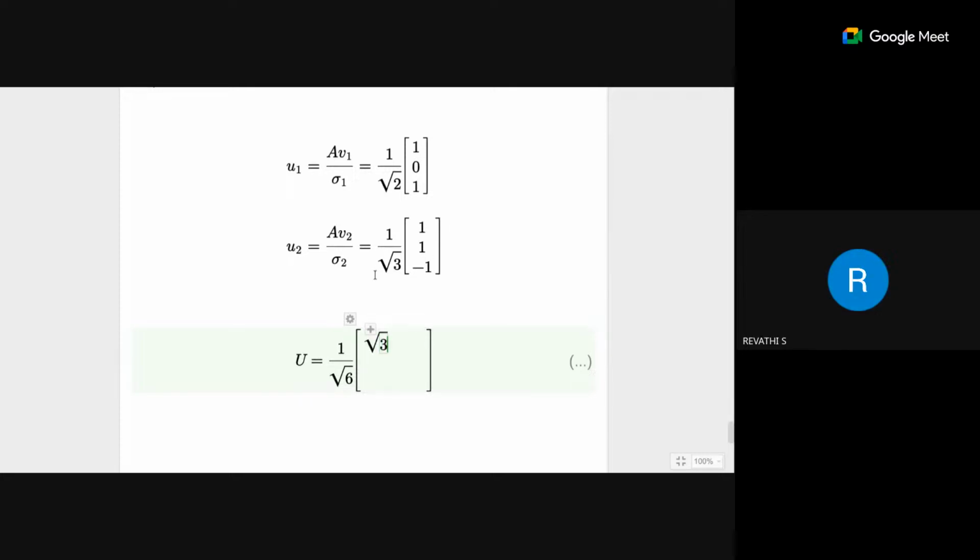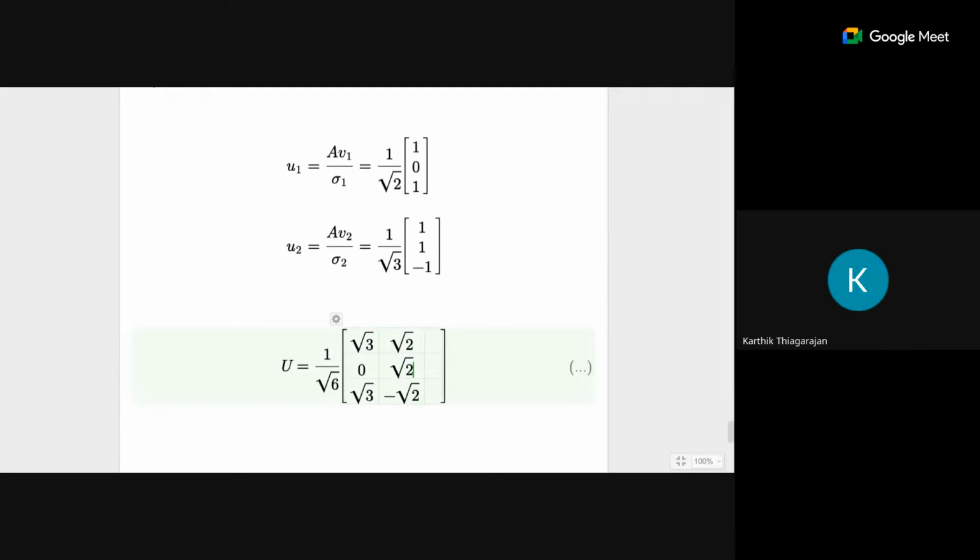Root 3, 0, root 3. Everyone is seeing this, right? So I'm multiplying and dividing by root 2 so that there's a common root 6 here. So what will this be? Root 2, minus root 2. Yeah, root 2, minus root 2.